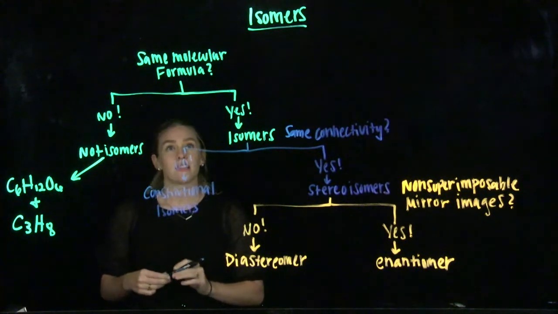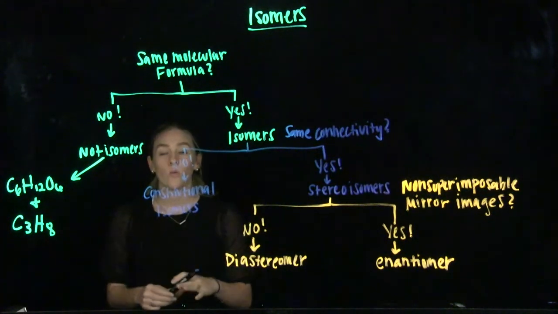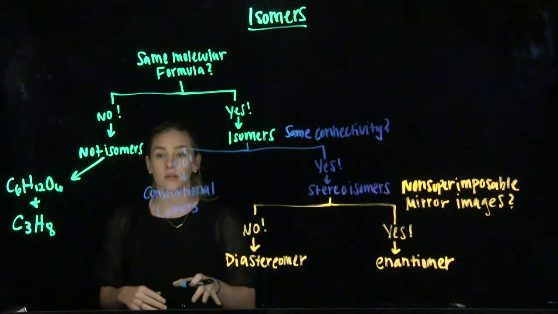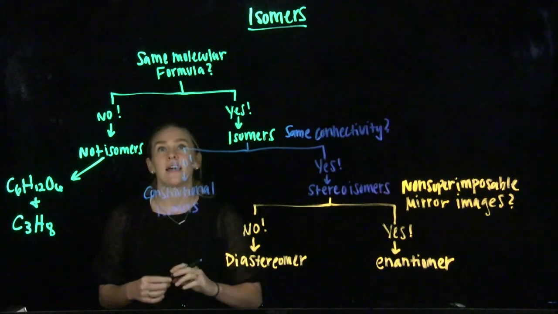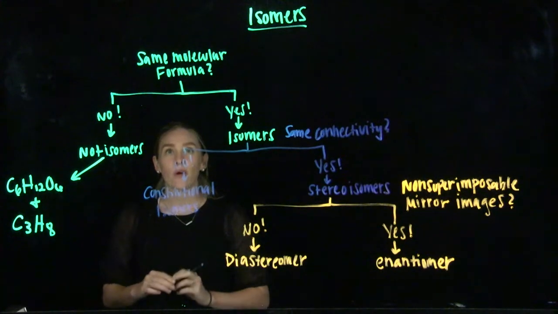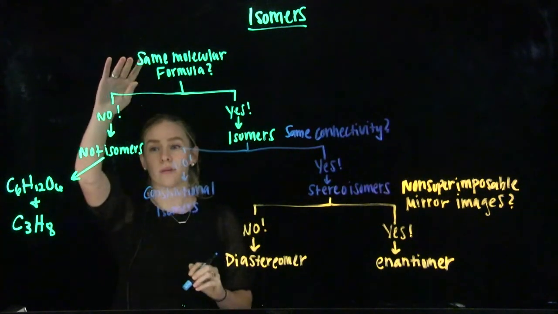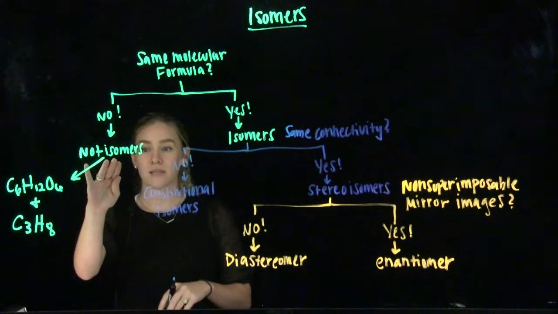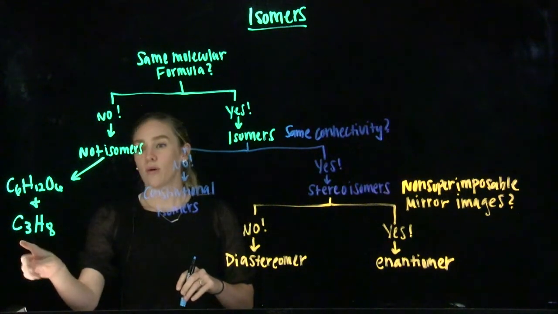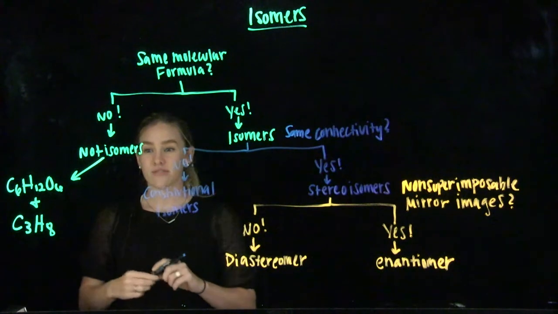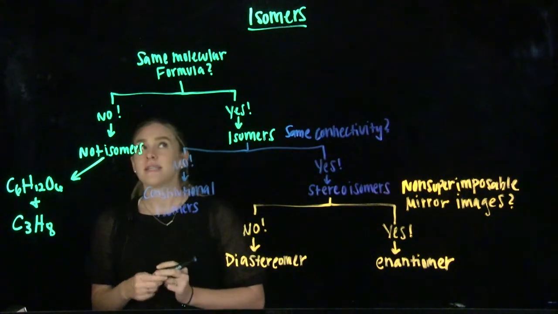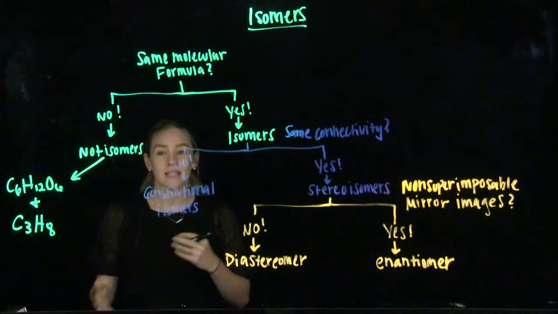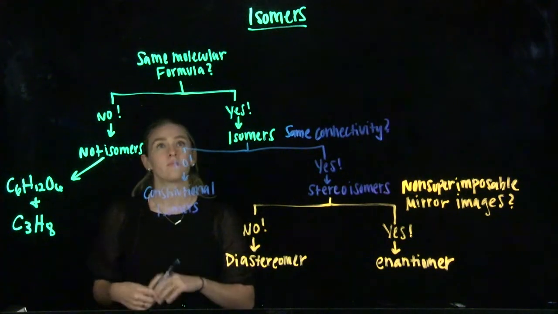So let's start at the top of our flowchart. The first step that you need to do when you're looking at two different molecules is ask yourself, do these molecules have the same molecular formula? If the answer is no, then they're not isomers. So you can see in this example, we have two molecules, but they have different molecular formulas. That means they really don't have an isomeric relationship at all.